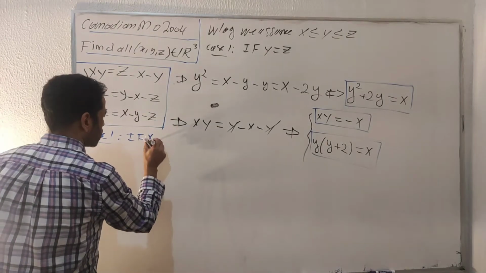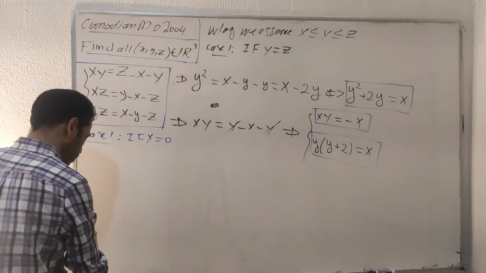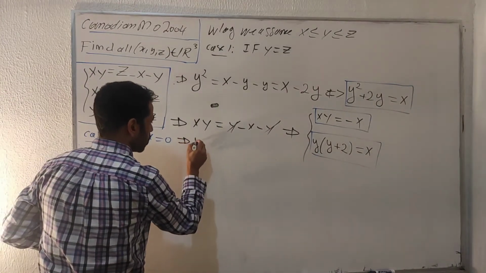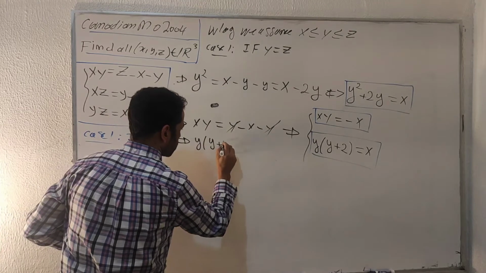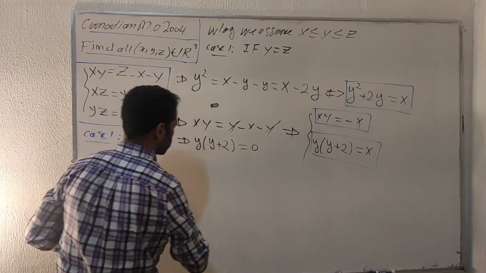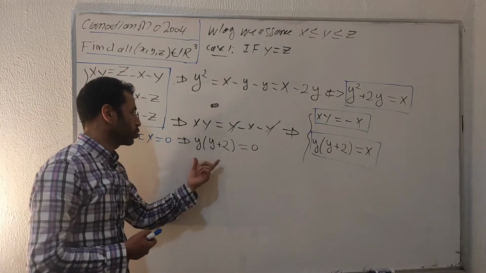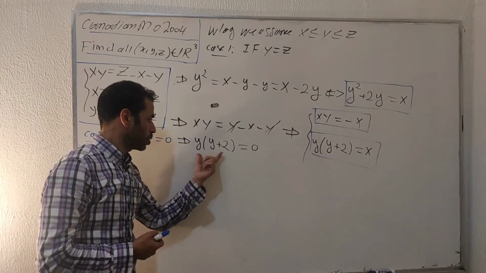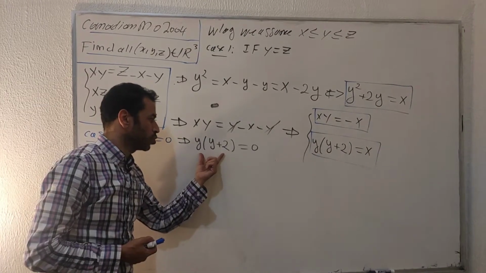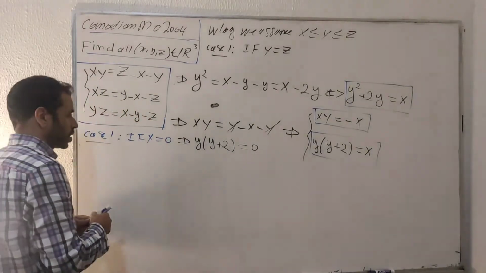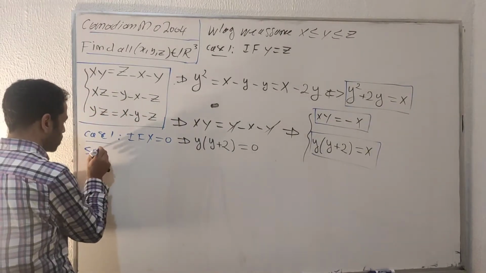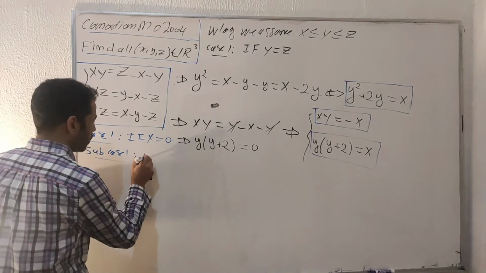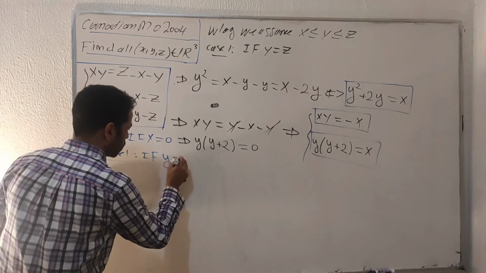In case number one, if x equals 0, I'm going to use this equation, which means y times (y plus 2) equals 0. This one is going to produce two new solutions, because we have two possibilities here. Let's break this into subcases. Subcase number 1, if y equals 0.